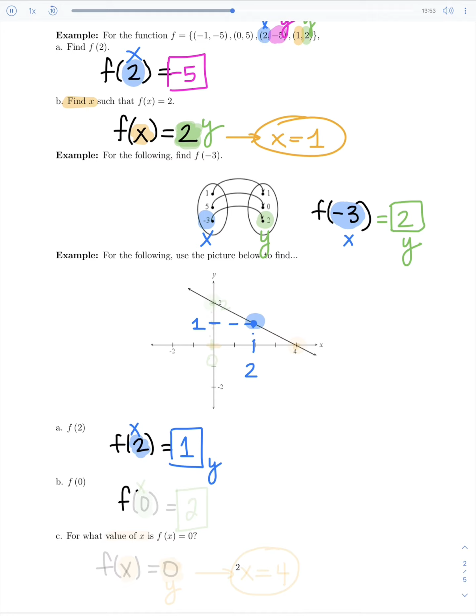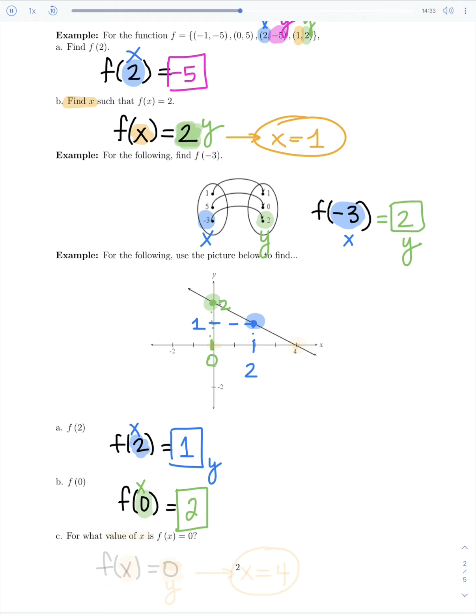Next one, let's look at f of 0 and figure out what that will equal. On this next one, on B, we have a 0 as our x value that we're plugging in. So I'd go to where 0 is on the x-axis and find my graph. Well, my graph is up here at 0 at what y value? It's at the y value at 2. So that means when I plug in an x of 0, I get out a value of 2. That happens to be your y value that you get out when you have an x value of 0.